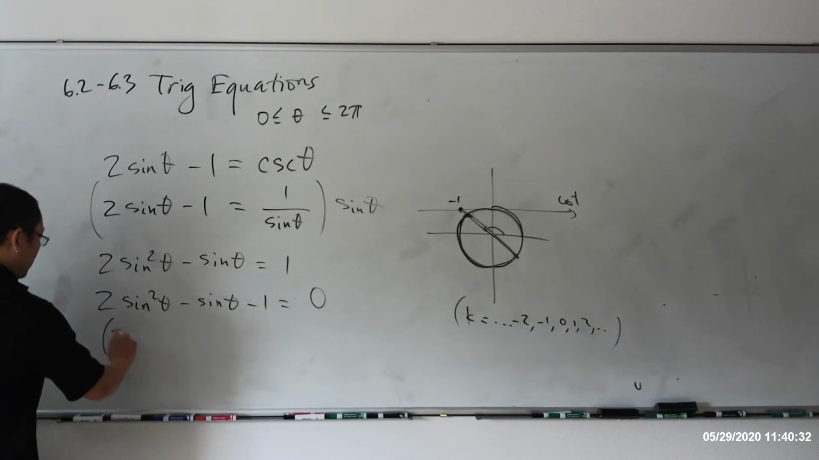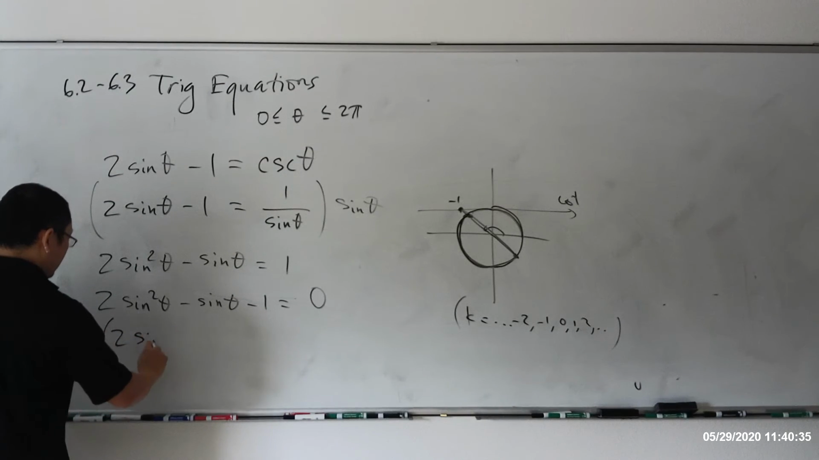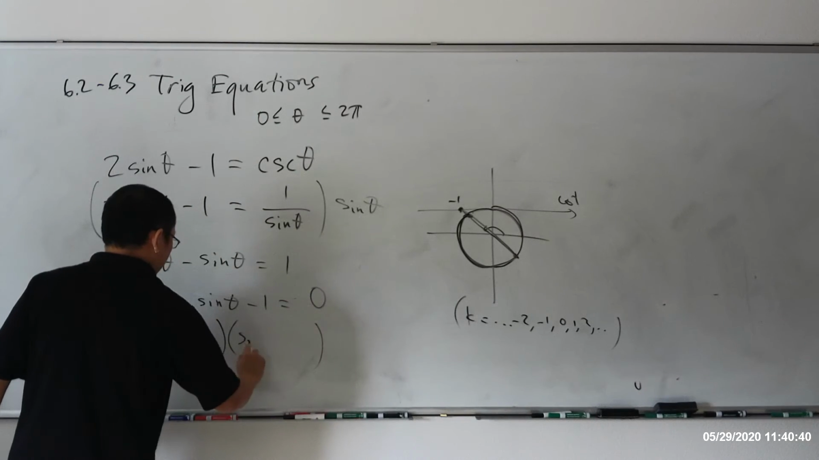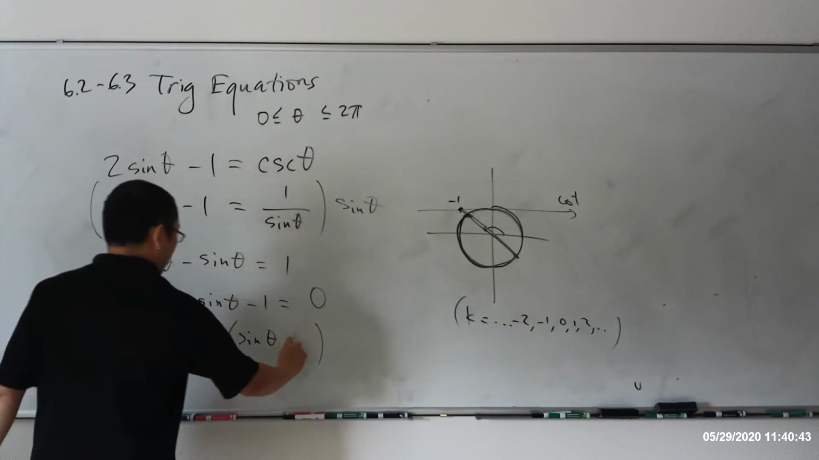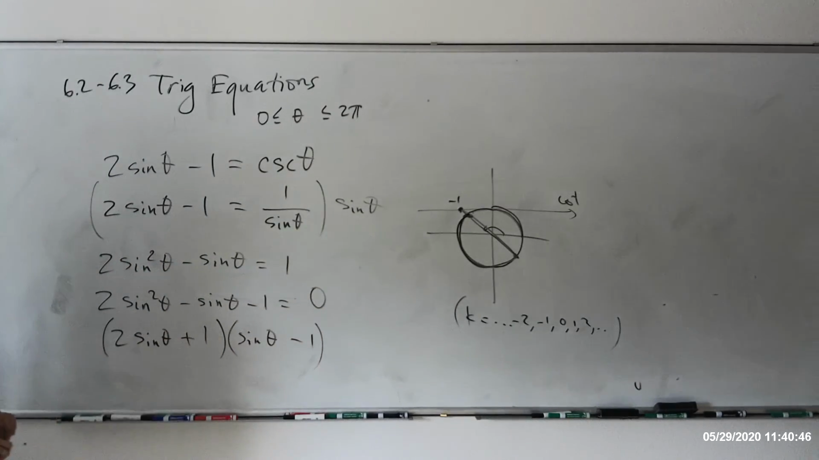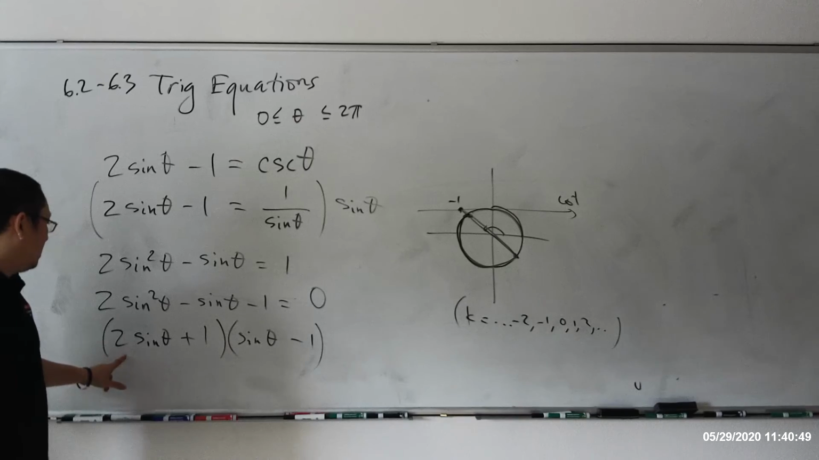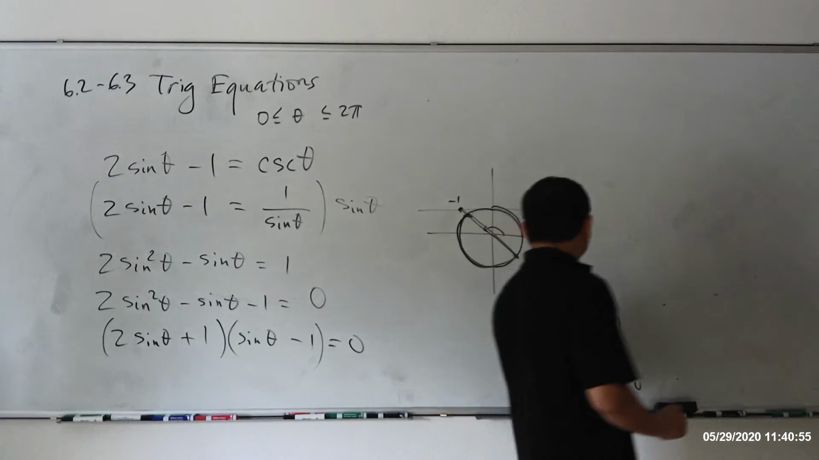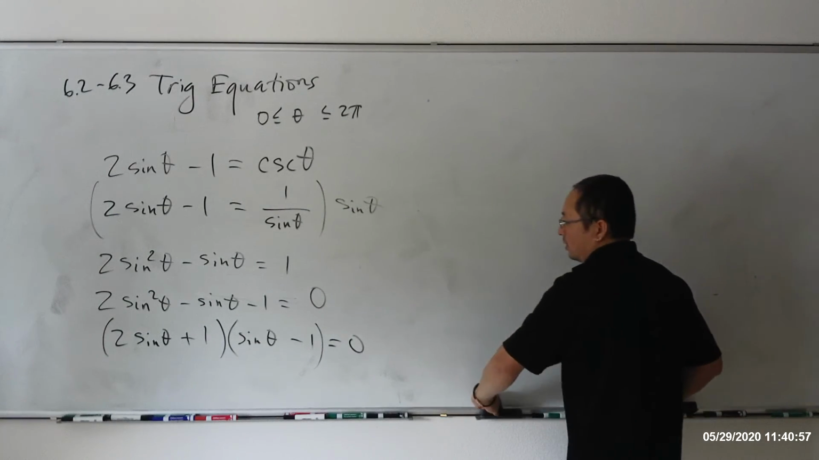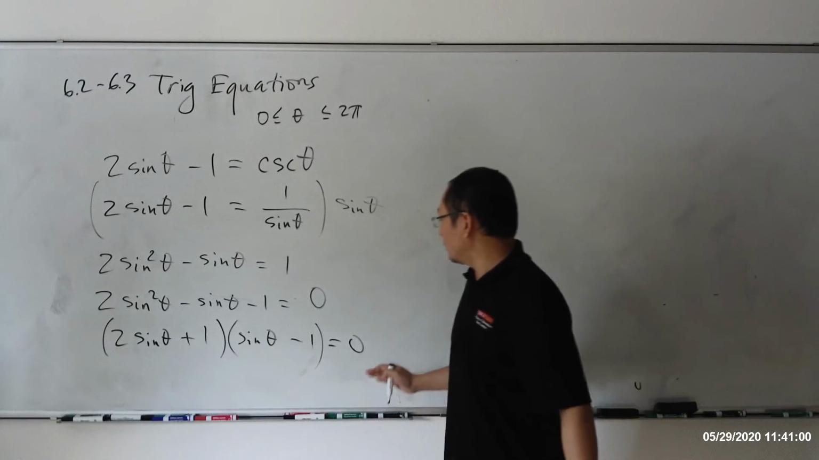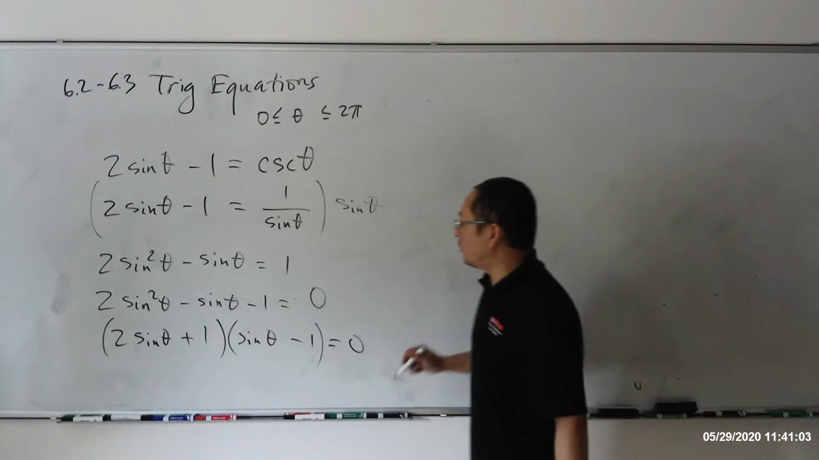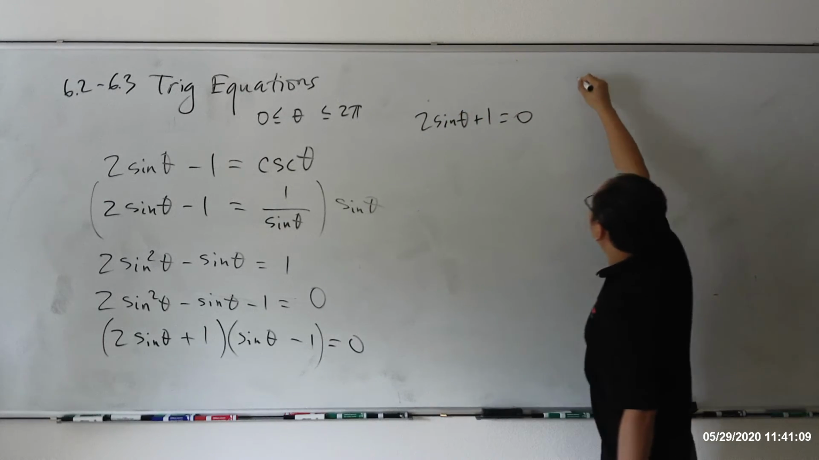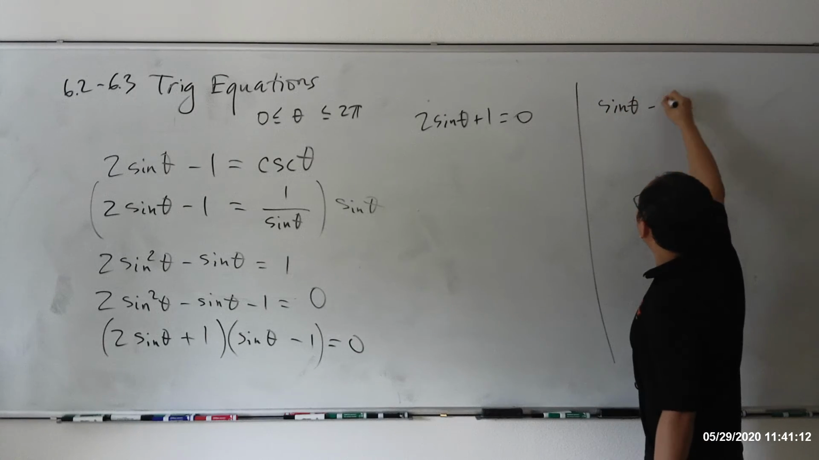I get what? 2 sine theta times something, and then sine theta something in here. I think this is minus 1 in here, so this is plus 1. Check it out: 2 sine squared theta minus 2 sine theta plus 1 sine theta. Yes, perfect. It's equal to 0. All right. So you have what? Two factors equal to 0. So either one of those two factors is going to be equal to 0. So either 2 sine theta plus 1 equal to 0, or sine theta minus 1 equal to 0.